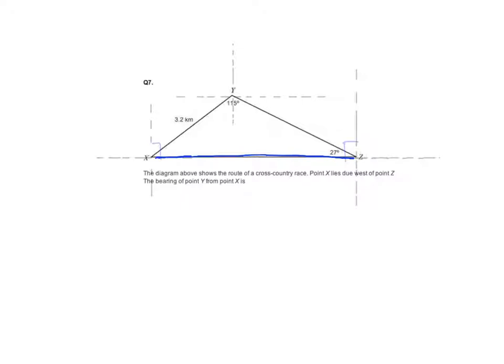The bearing of point Y, now here's the question. So the bearing of point Y from X. So from X means I start at X and I need to go to the line that joins X and Y. So I've done that. You know this is 115 and you know this is 27. So this one would have to equal 180 minus those two. Would you agree? Because they've all got to add up to 180. So what do we get that to be? All right, so you know this is 38 degrees.